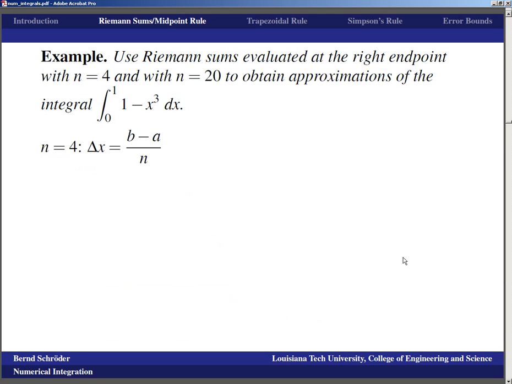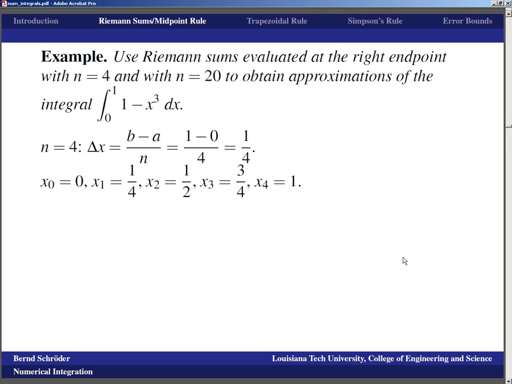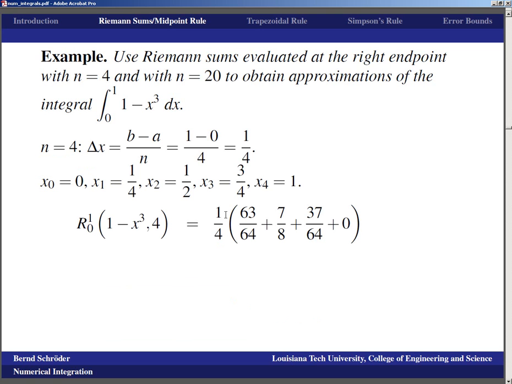And so for n equals 4, we have the same delta x, 1/4. We have the same points x0 through x4. And now for the right endpoint approximation, we've got 1/4. And this time we start with x1. So we already had the 63 over 64. We had the 7 over 8 at 1/2. We had the 37 over 64 at here.